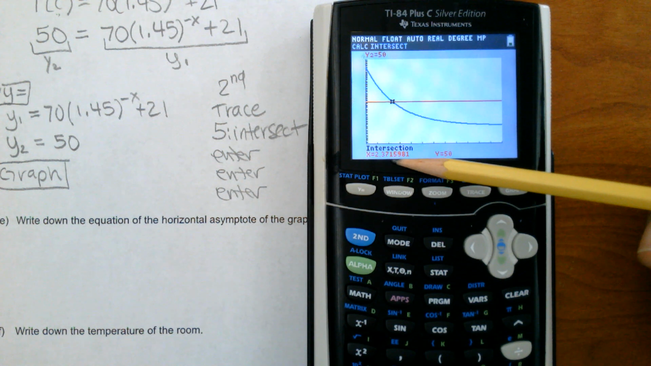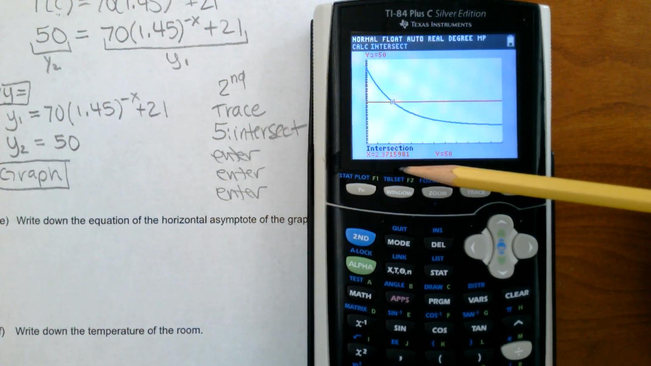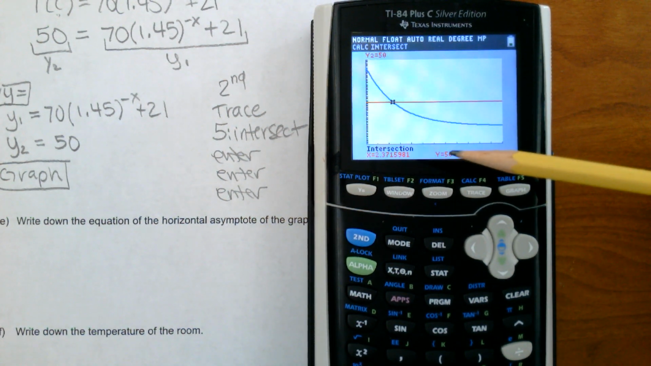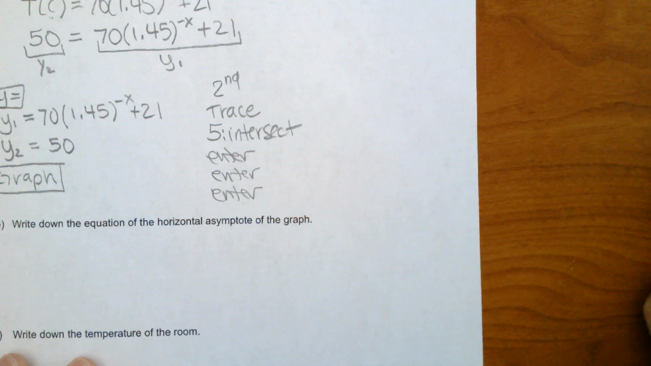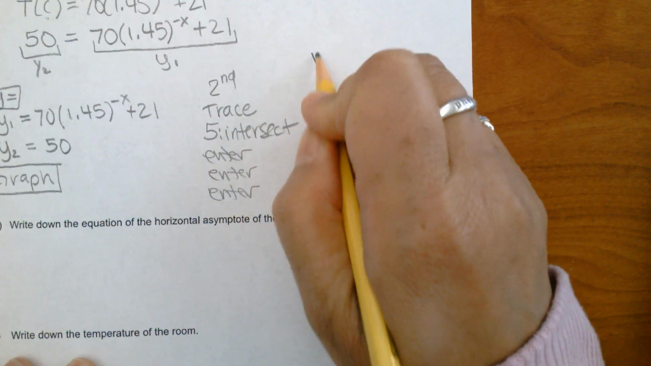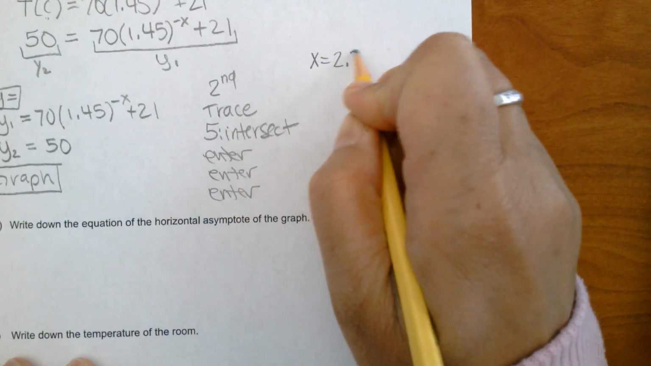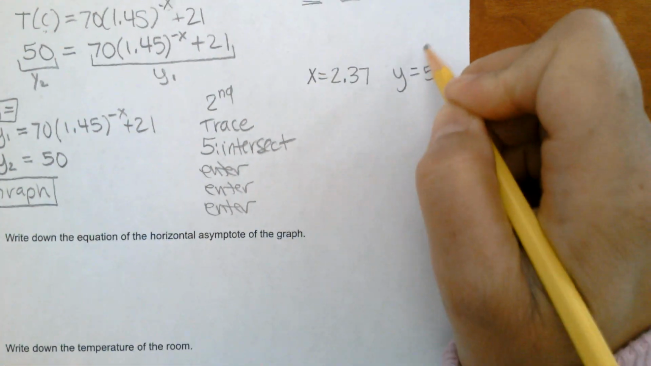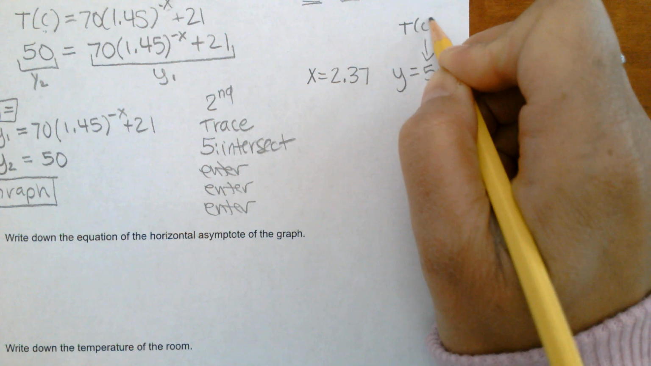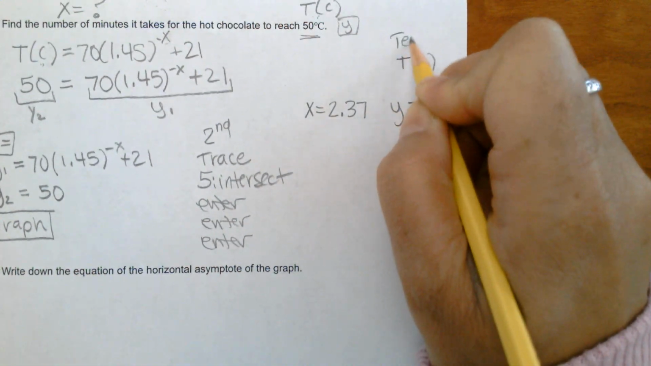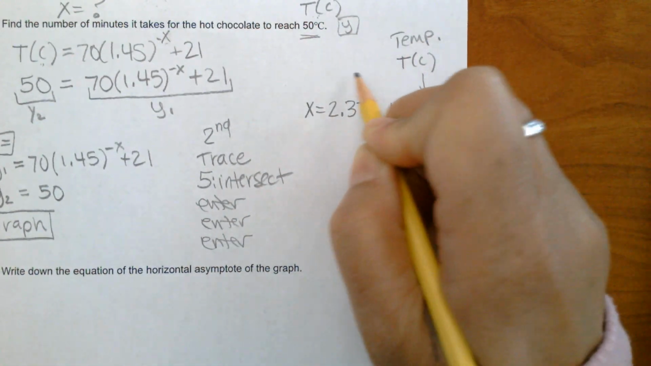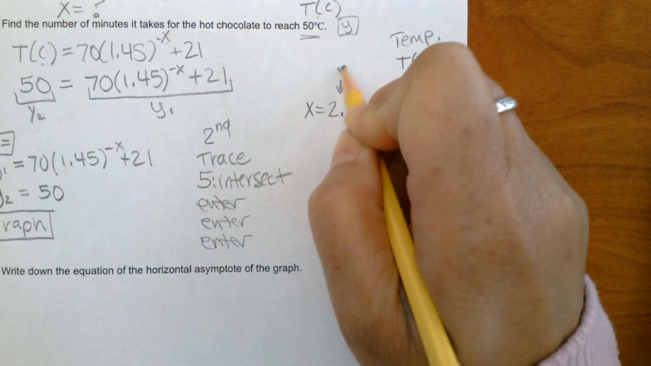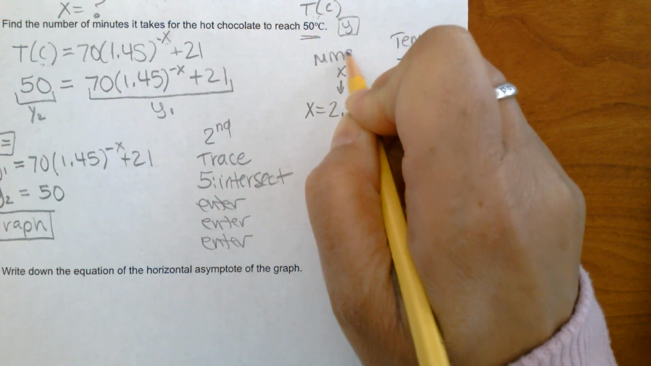And we see it's about 2.371591. Let's round to 2.37. Let's go 3 significant figures. So I'm going to write down on your calculator, you had x equals 2.37. You had y equals 50. And so this is going to be your T of C, which was your temperature. This is going to be your X, which was our minutes.